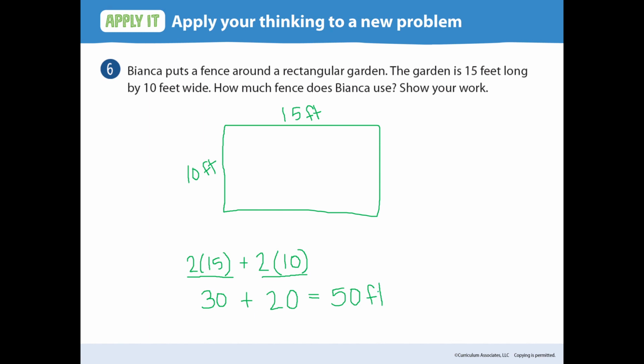Now, could you use a different equation for this? Absolutely. The most important thing is that you land on this 50 feet.